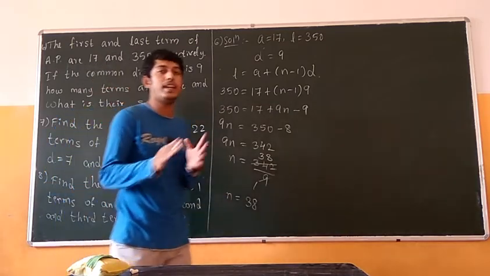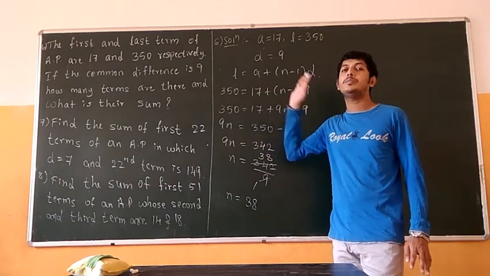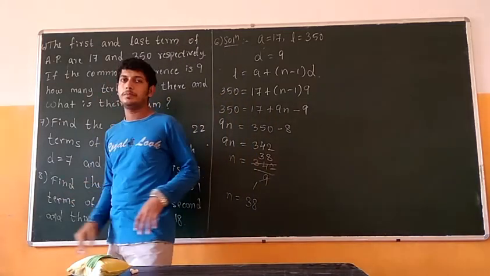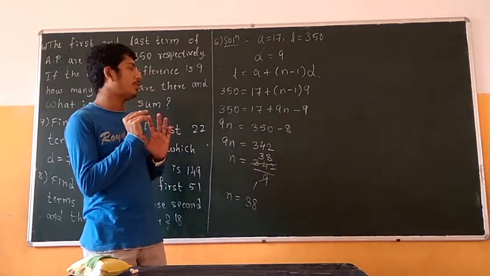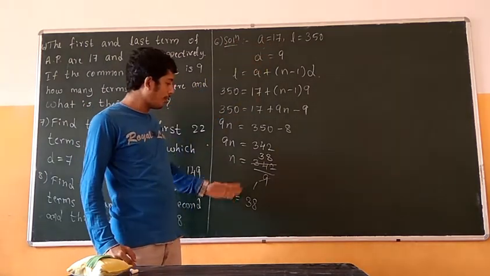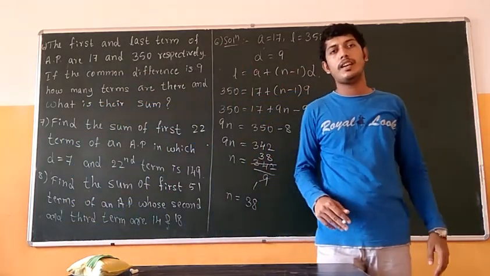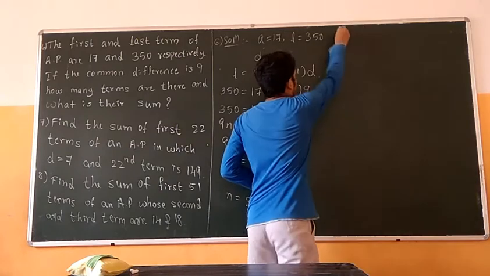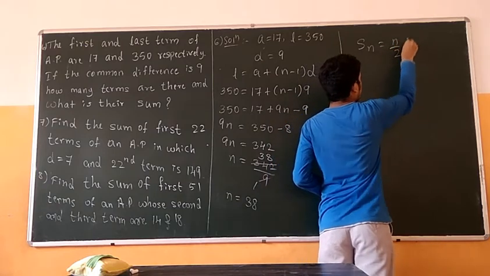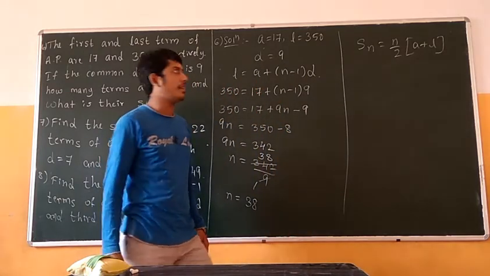Now we got the value of n, that is, in this arithmetic progression series there are 38 terms present. Now we have to find the sum. Here we know the values of a and l, and we found the value of n, so we can directly use the simplified formula: Sn equals n by 2 into a plus l.